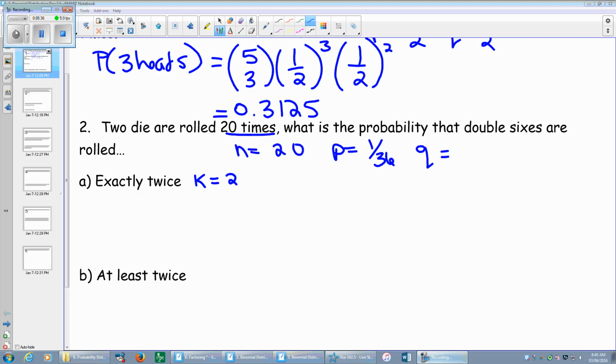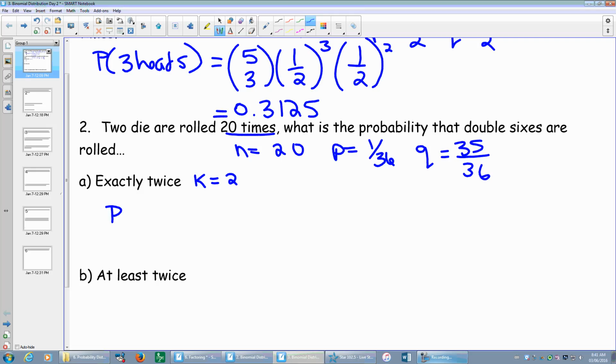So Powell, if I have here my probability of success is 1 out of 36, what is q? Yes, 35 over 36. How do you get that? You do 1 subtract 1 over 36. Okay, so when I'm setting this up, Mitchell, can you help me out? What am I going to do here? Okay, so the probability of rolling 2 sixes is equal to 20 choose 2.